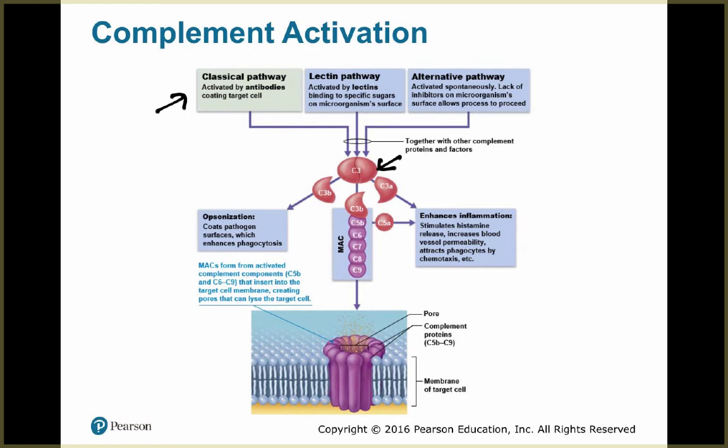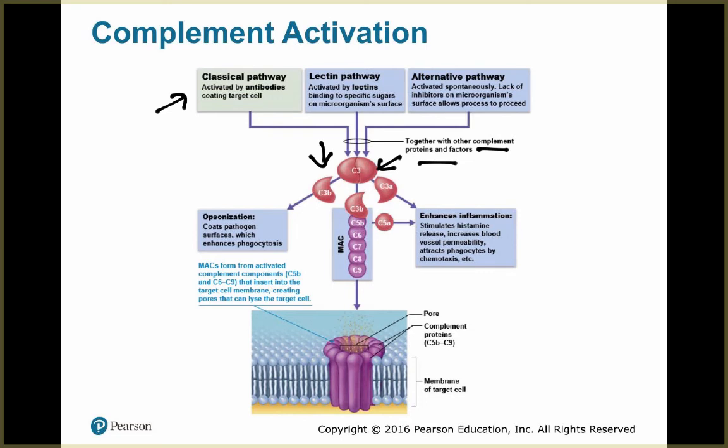And the final is the alternative pathway. This is activated spontaneously. There's a lack of inhibitors on microorganism surfaces that allows the process to proceed. So basically, the complement cascade is activated spontaneously when certain complement factors bind to foreign invaders. And together with other complement factors and proteins, this process can happen.